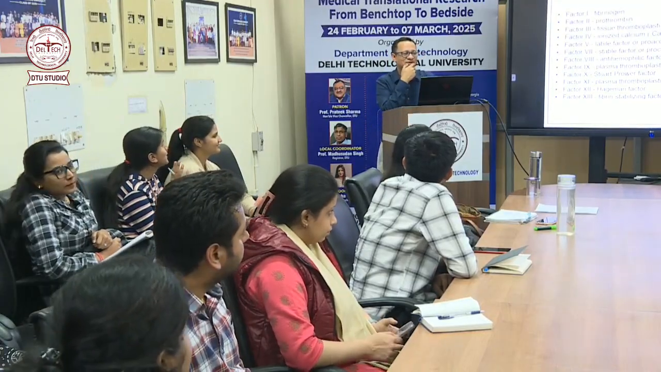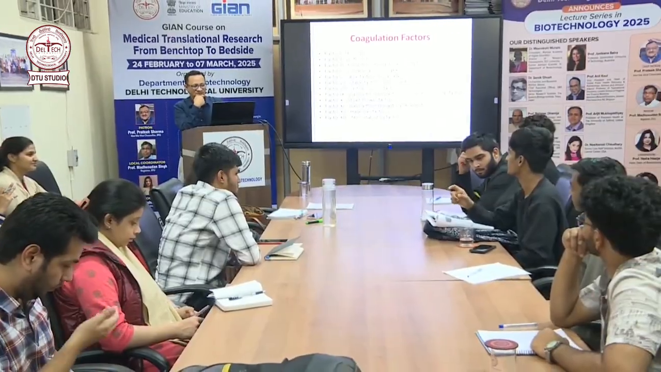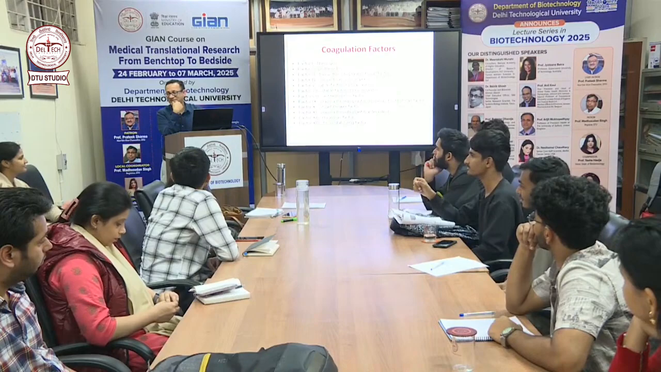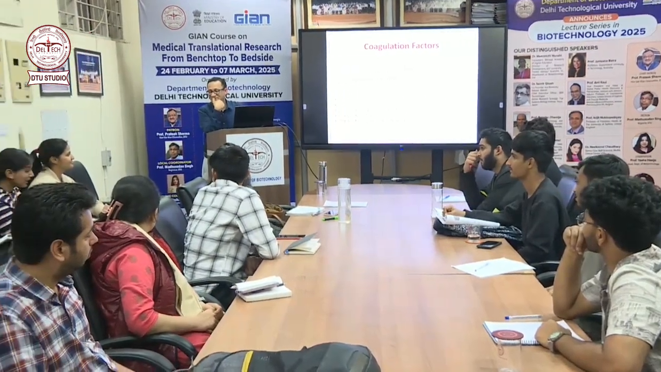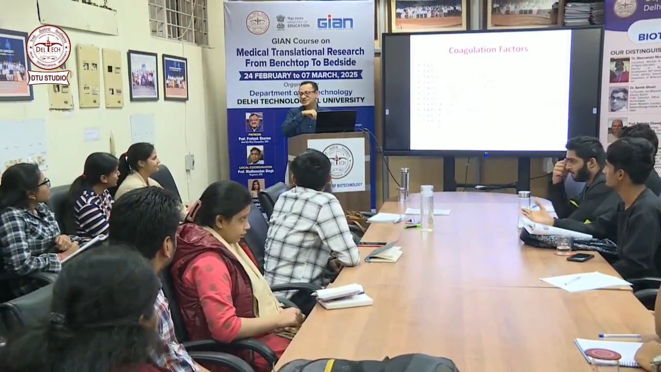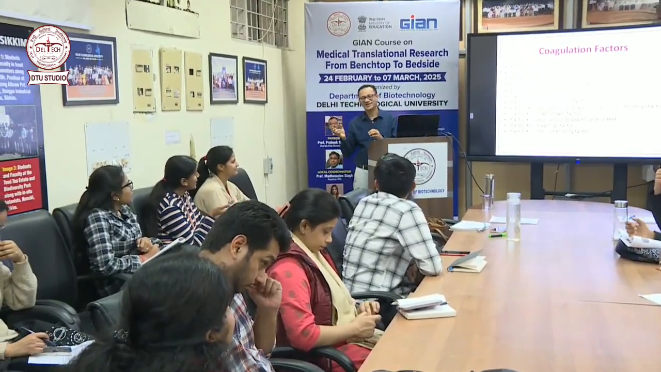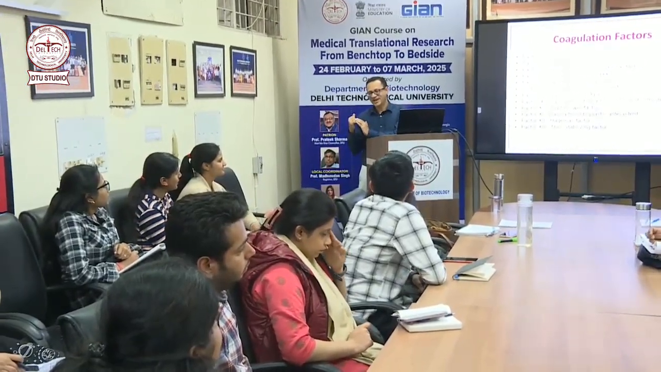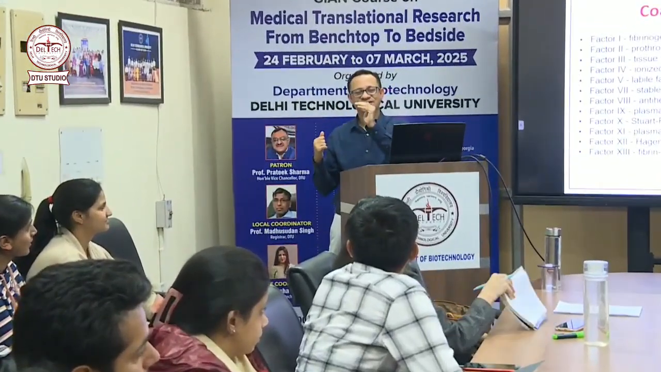Can somebody else tell me? Factor 10 gets activated, it converts prothrombin to thrombin, which then activates the conversion of fibrinogen to fibrin. And fibrin strands, right? Then activated factor 13 makes them cross-linked, and now the clot that was loose is getting properly cross-linked, right?